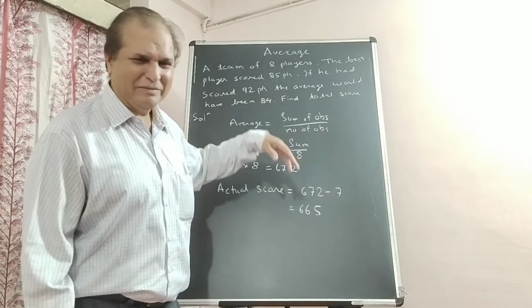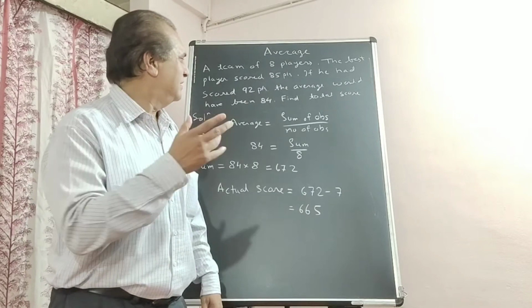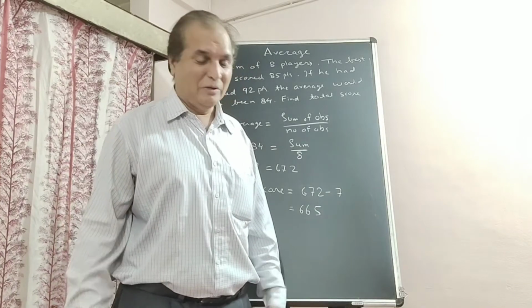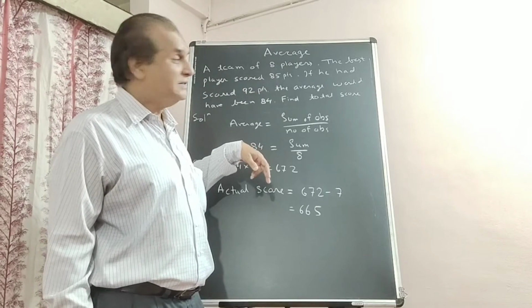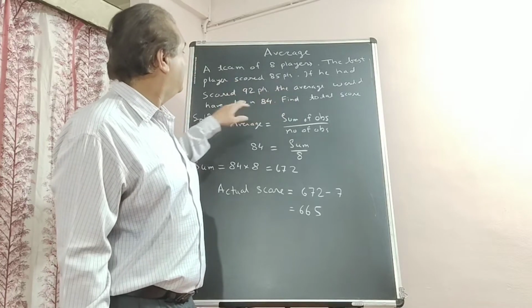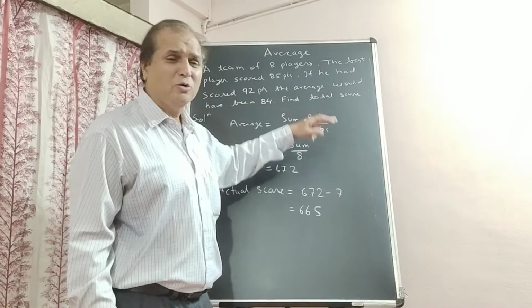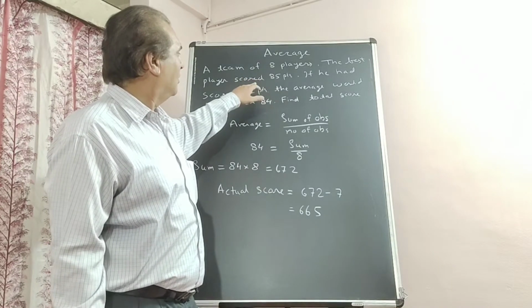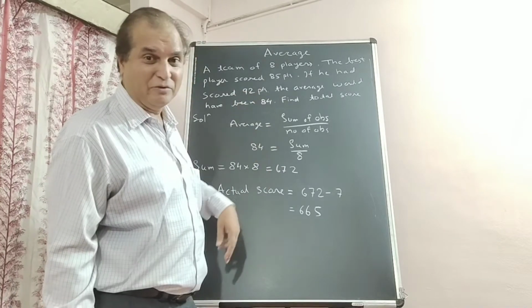Whatever the game, a dartboard or any other, it is making simple points. See, the best player scored 85 points. If he had scored 92 points, the average would have been 84. We don't know, but find the total score. Actually, they have counted 7 points more. He actually scored 85, but they are counting it as 92 to make the average 84.